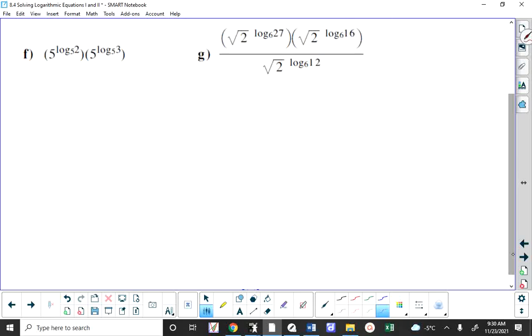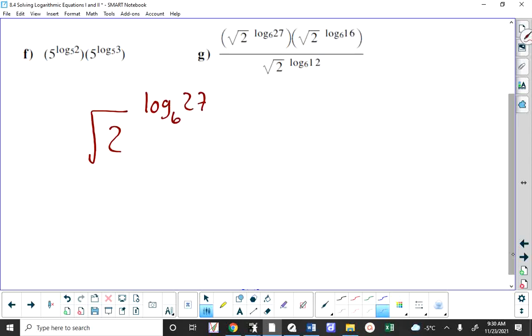So what I'm seeing is what I saw at the end or near the end of the last question, 10G, where we had common bases being multiplied and we would add the exponents. That means since I have root 2 raised to the m times root 2 raised to the n, I can write that as root 2 raised to the sum of those two exponents. So this new exponent on the single power will be log base 6 of 27.